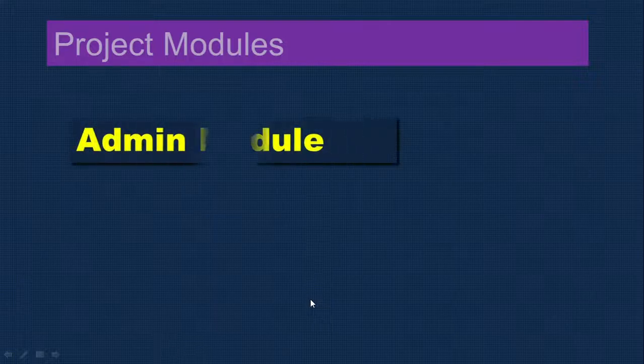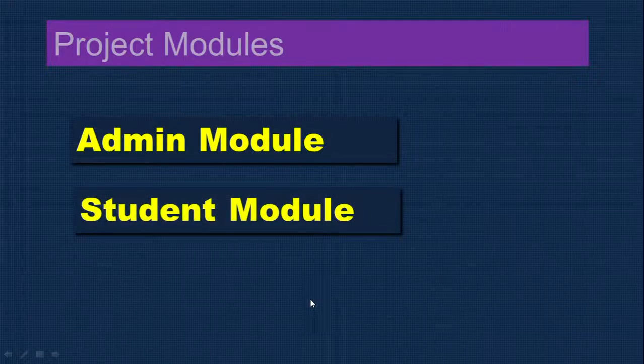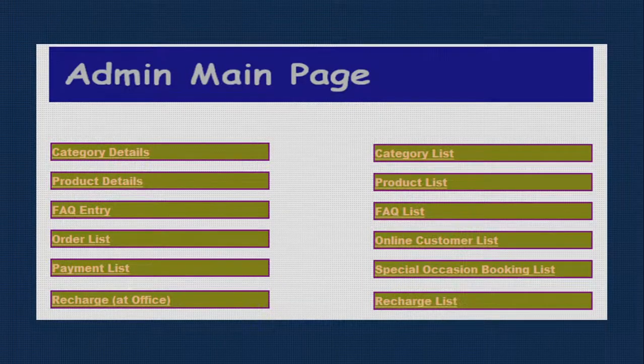Now let's look at the project modules. The first one is the admin module. In the admin module, whatever a canteen can manage, those options will be provided. And then the student module. In the student module, students can sign up and log in. They can check the food availability, place an order for the food, and also make the payment.